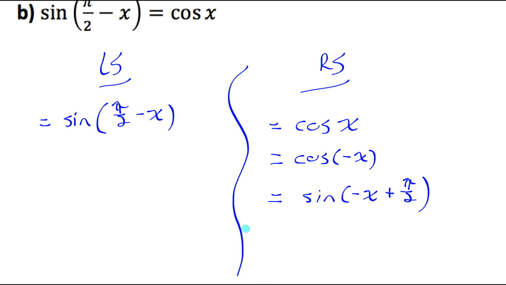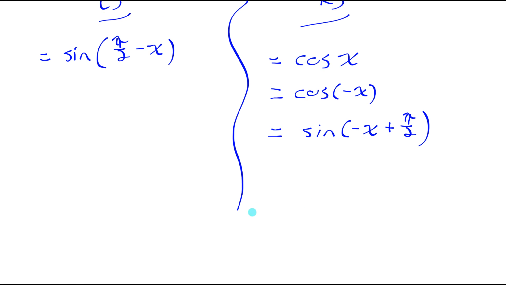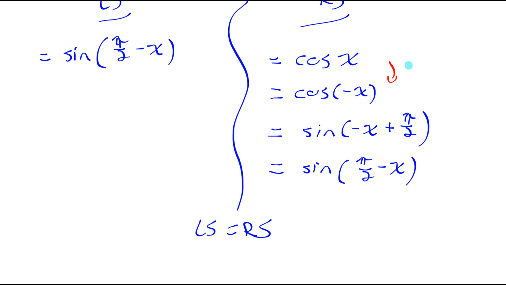That's the transformation identity. And then notice all I have to do is rewrite the order of those two terms that are in the argument of sine. So instead of negative x plus pi over 2, I could write it as pi over 2 minus x. And that's the exact same as the left side. So we've proven that one as well. Left side equals right side. And I did that by first using the fact that cosine is even, and then using the transformation identity, and then just rewriting the order of the terms.